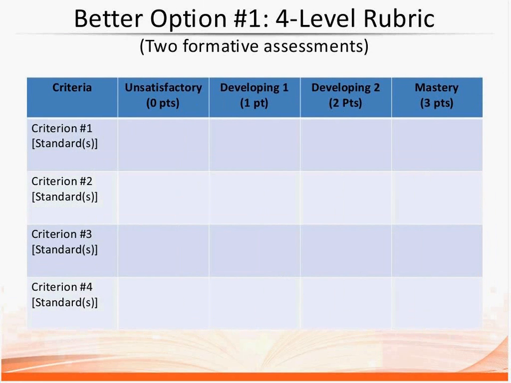Here's a better option that I would recommend for a 4-level rubric, and it involves 2 formative assessments. So you're going to do a couple of checkpoints as your students are going through a program, and then obviously the summative assessment at the end to ensure that they acquire the target learning outcomes and demonstrate those adequately. And I like this design because there are some really good examples out there available to all of us to take a look at. So I'll share one of those with you.